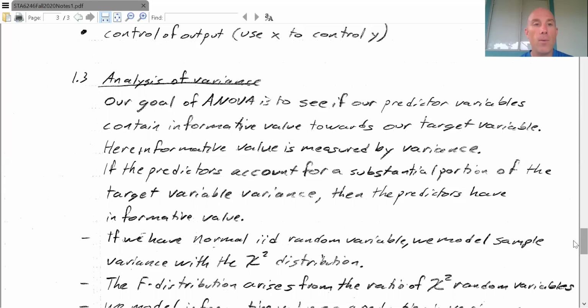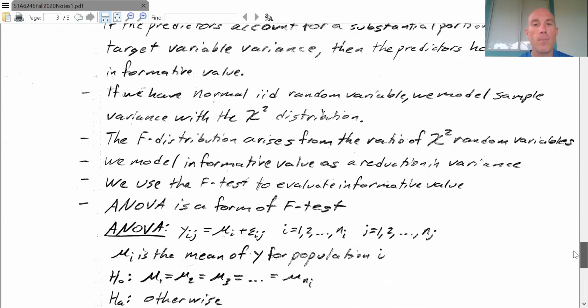Why is this the way to go? If we have normal IID random variables and we model sample variance, we model it with a chi-square distribution. We know about that already. The F distribution arises from the ratio of chi-squared variables. So sample variance is modeled with chi-squared, and if I have a ratio of chi-squares, I get an F distribution.